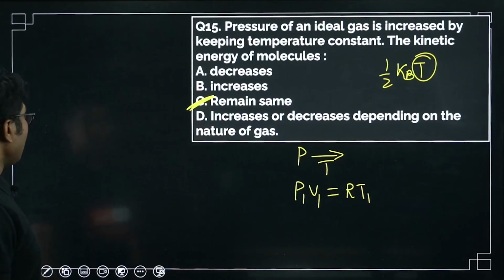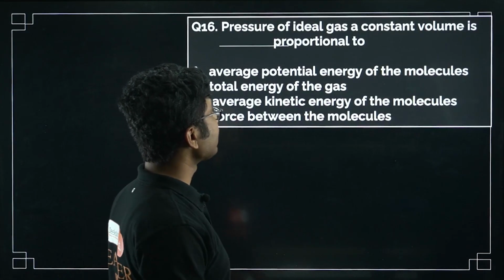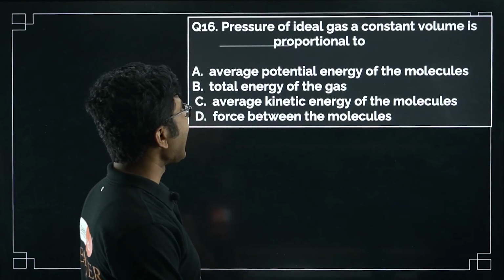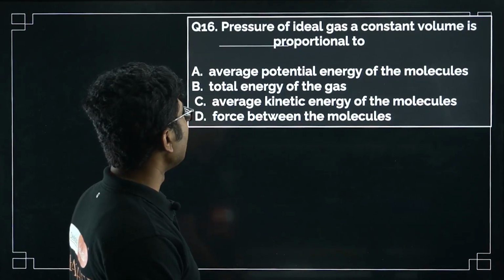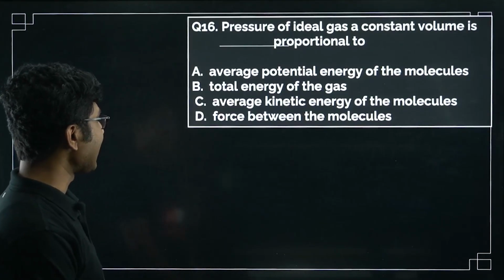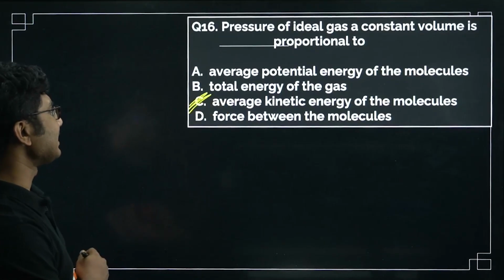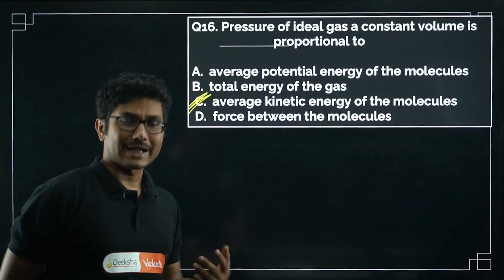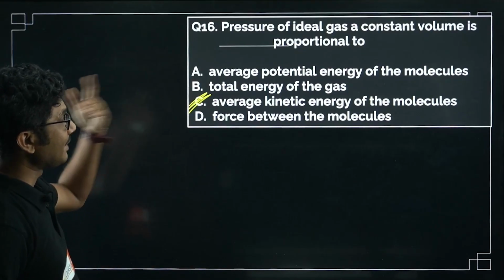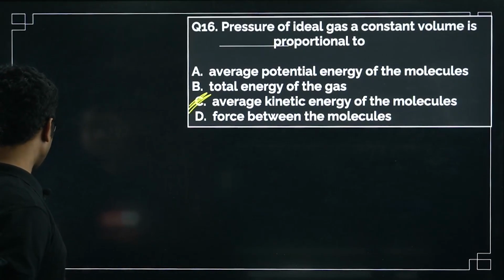Okay, now next is pressure of an ideal gas at a constant volume is proportional to. So pressure of an ideal gas at constant volume is proportional to average potential energy of the molecules, total energy of the gas, average kinetic energy of the molecule. So pressure of an ideal gas is basically proportional to average kinetic energy. Okay, we have seen that if you are keeping the volume constant, then pressure will depend on kinetic energy. Next question.